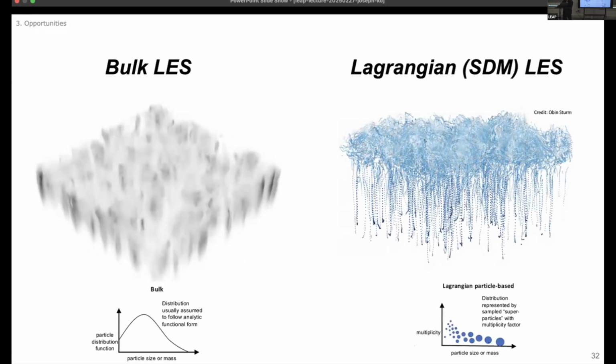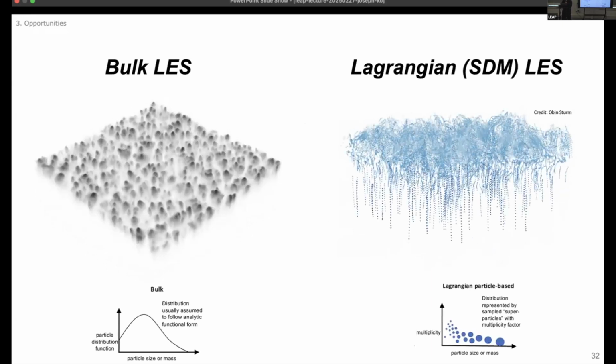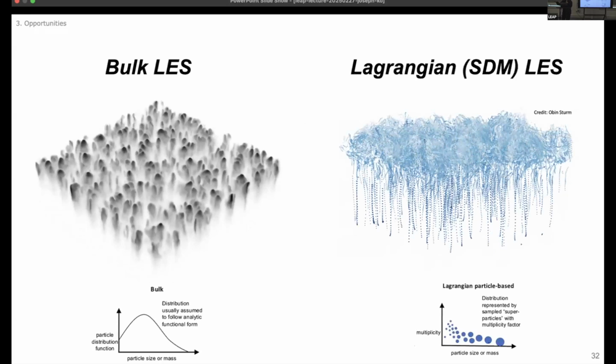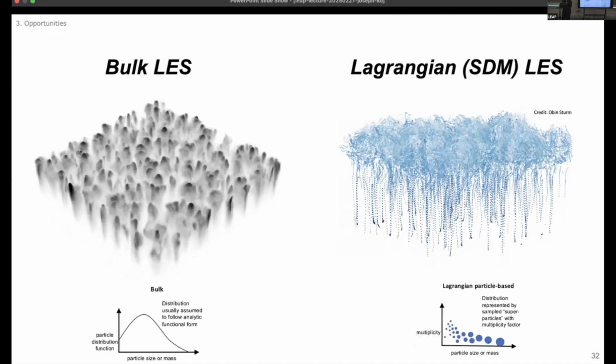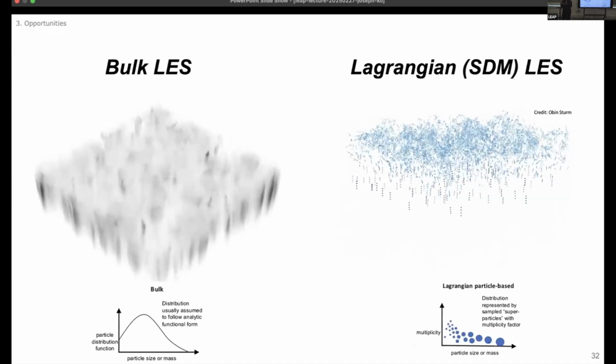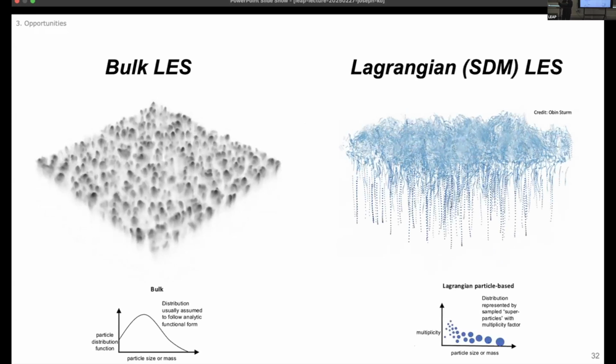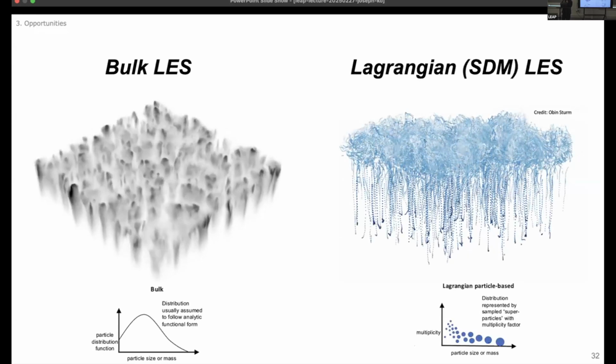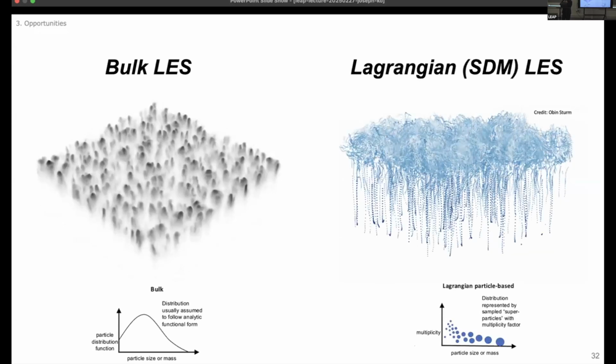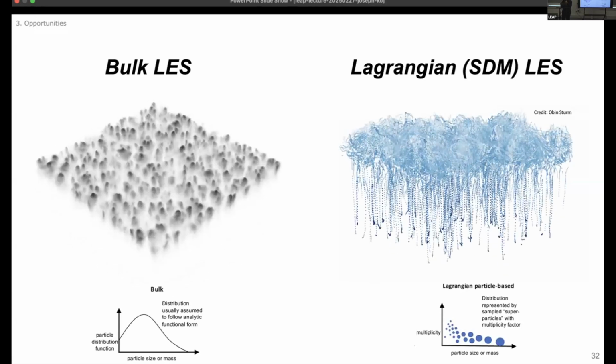And maybe I should back up a step and explain what the difference is between the left and the right. So the dynamical model is the same, the large eddy simulation, but the microphysical representation is different. So on the left is a bulk LES, where in each grid cell of the large eddy simulation, you're representing the distribution of ice crystals by a prescribed distribution.